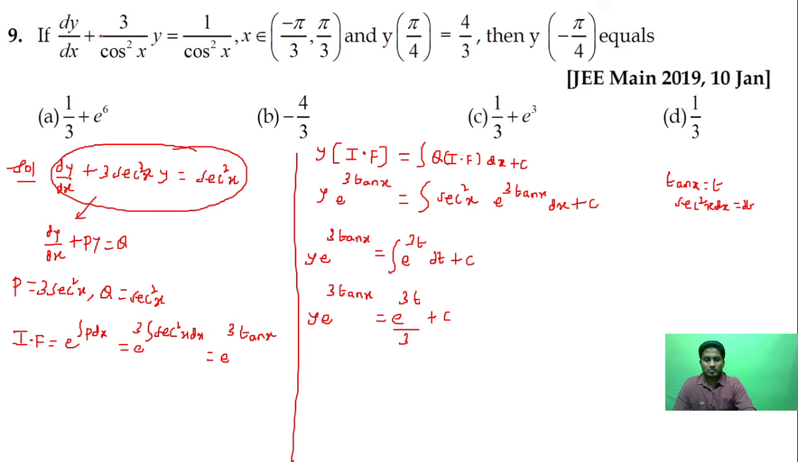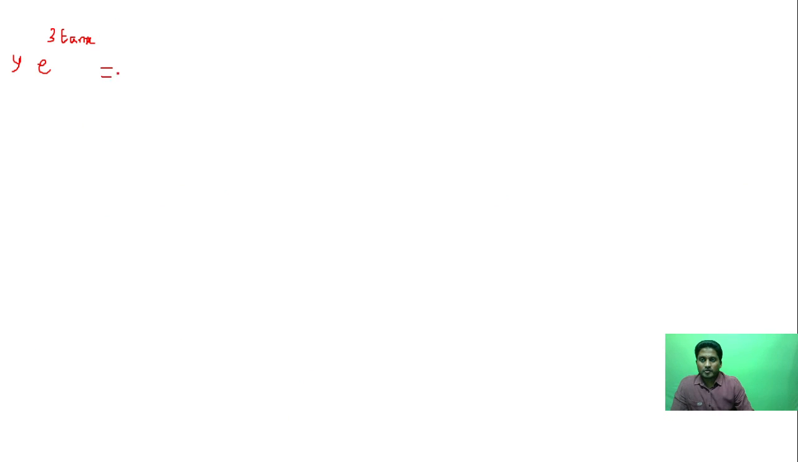If I substitute the value of t, you get y into e to the power of 3 tan x is equal to e to the power of 3 tan x, whole divided by 3, and plus c.